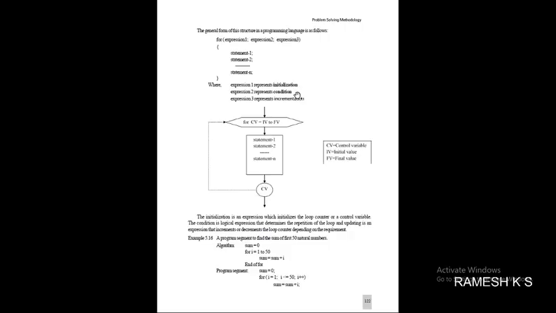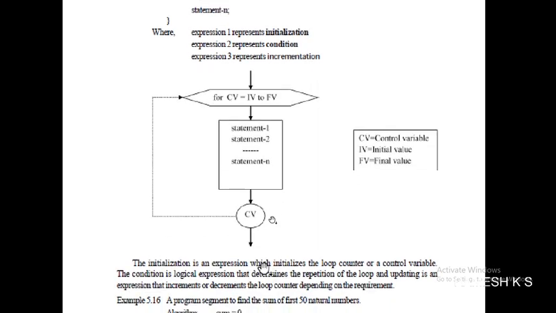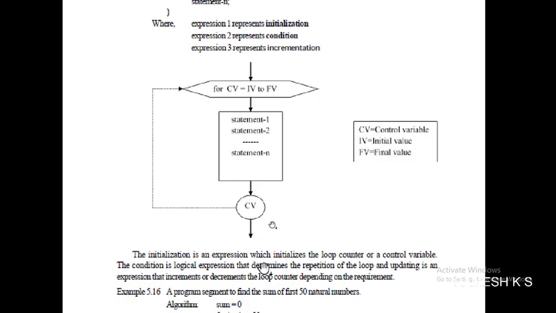This is the flow chart. You can observe this flow chart. CV means control variable, IV means initial value, FV means final value. Depending upon these conditions, the statement will be executed once the condition is true. The initialization is an expression which initializes the loop counter or control variable. The condition is a logical expression that determines the repetition of the loop, and the loop is executed again and again until the condition becomes false.